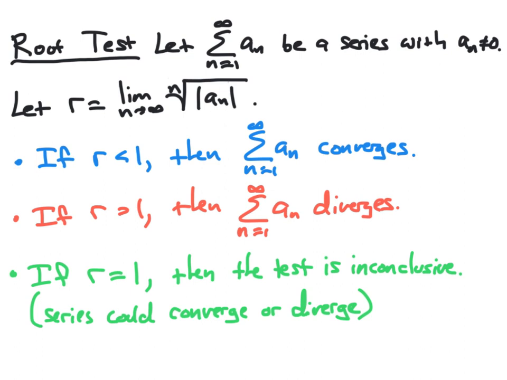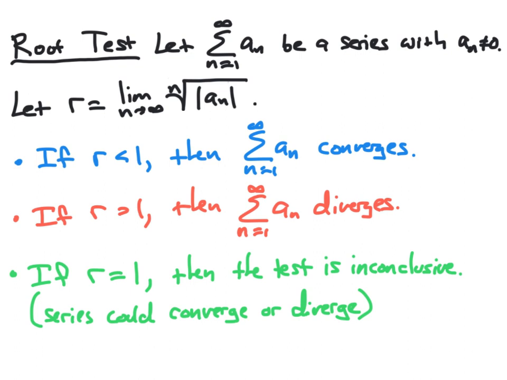The conclusions of the test are exactly the same as they are for the ratio test. If r is less than 1, then our series will converge. If r is greater than 1, then the series will diverge. And if r is equal to 1, then the test is going to be inconclusive, meaning the series could converge or diverge, and another test is needed.